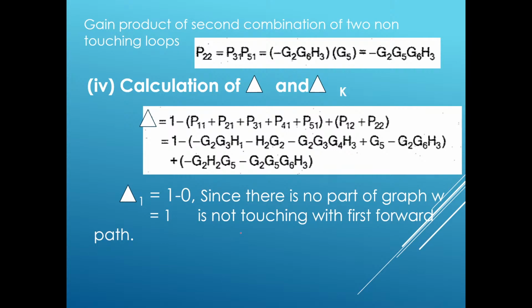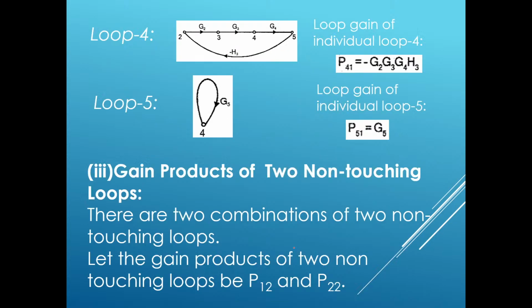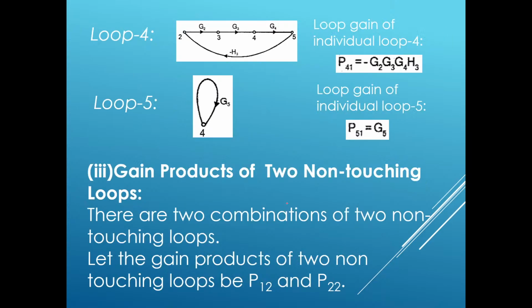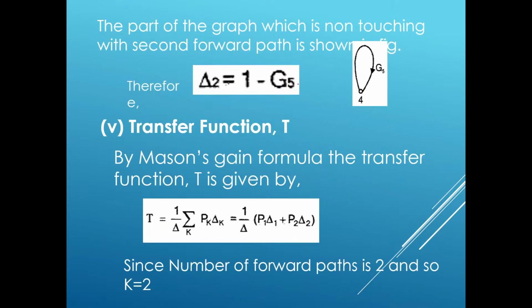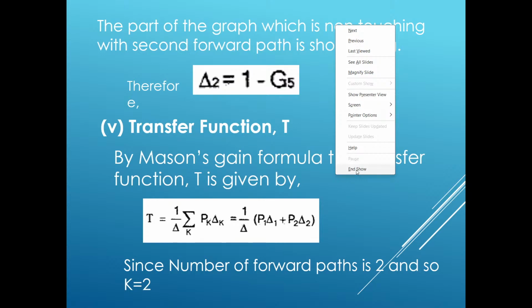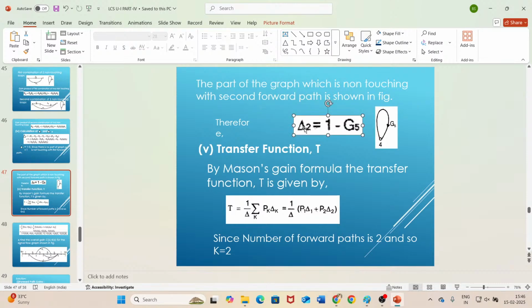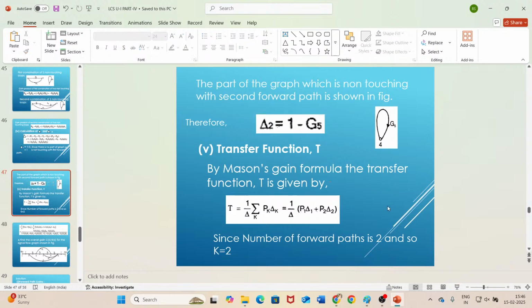Now let us determine delta 2. Is there any part of the graph which is not touching path 2? Let us check that. You can see node 4. At node 4 there is a loop, isn't it? This loop is not touching path 2. So there is one part which is not touching path 2. What is the gain of that loop? G5 was the gain of that loop.